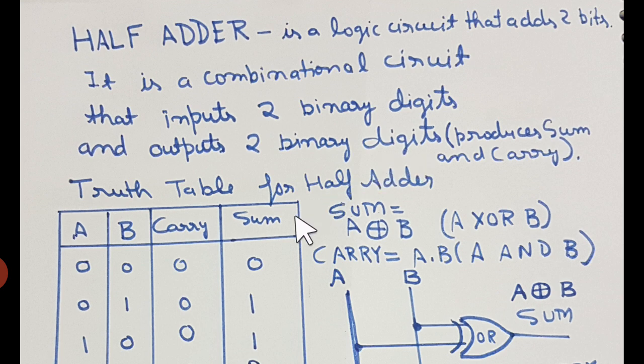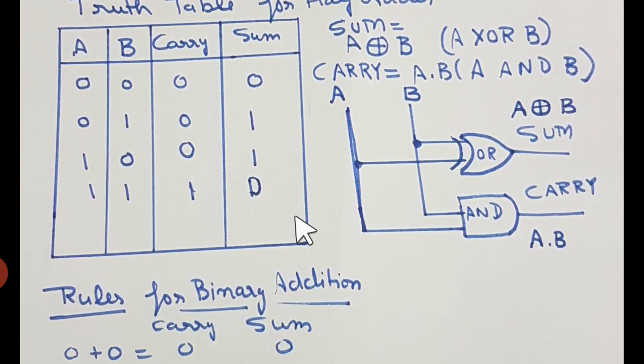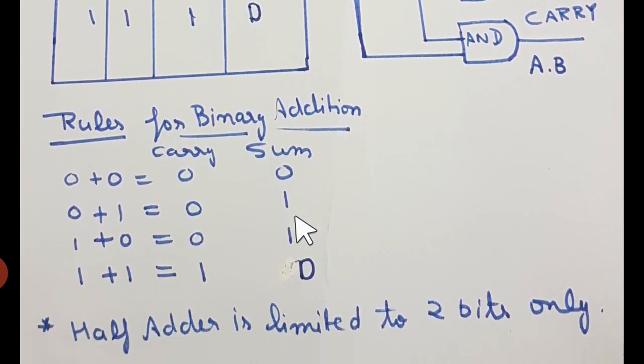So let me show you the rules of the binary addition of 2 bits. These are bits, so each can be either 0 or 1. So the rules are: 0 plus 0, then 0 plus 1, then 1 plus 0, and 1 plus 1. Only these many combinations are possible with 2 bits.